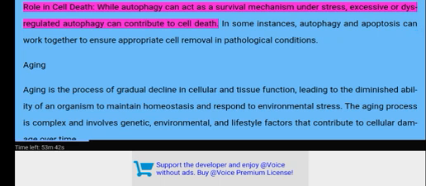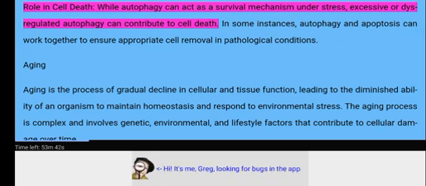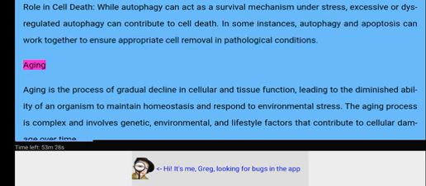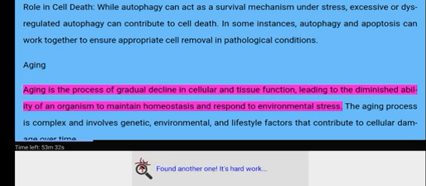Role in cell death. While autophagy can act as a survival mechanism under stress, excessive or dysregulated autophagy can contribute to cell death. In some instances, autophagy and apoptosis can work together to ensure appropriate cell removal in pathological conditions. Aging. Aging is the process of gradual decline in cellular and tissue function, leading to the diminished ability of an organism to maintain homeostasis and respond to environmental stress.